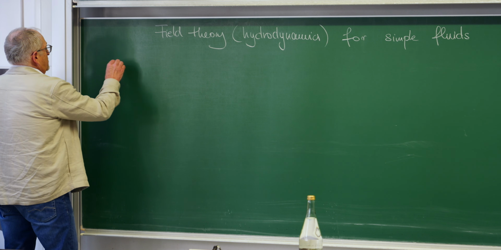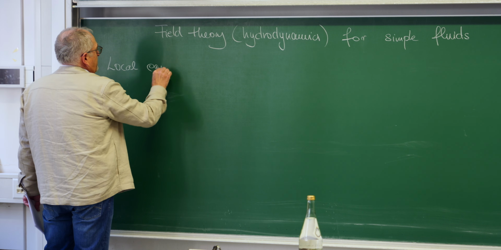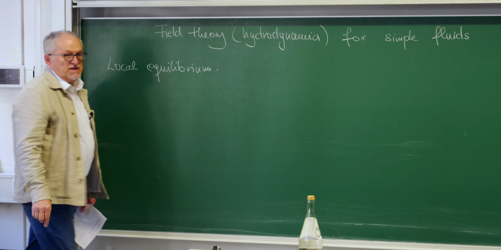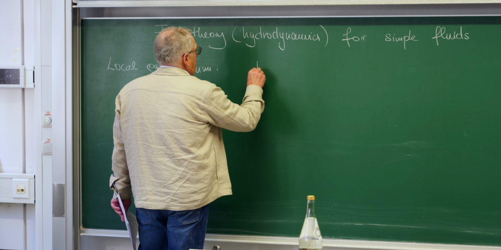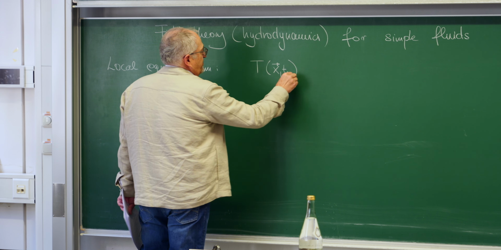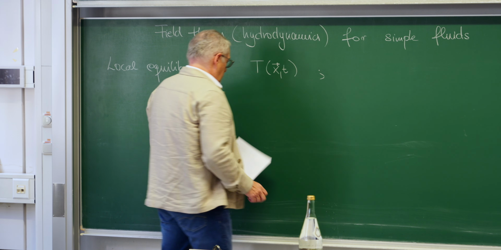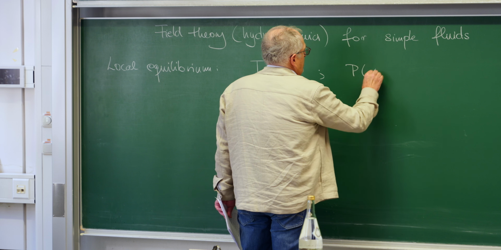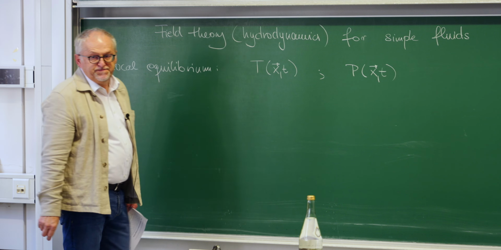The approach I will do is, again, an approach where I assume local equilibrium. And that means I have thermodynamic quantities I can define. So I will define a temperature that's local. So it will be a function of position and time. In the same way, I'll consider another thermodynamic quantity, which is the pressure. And this pressure will then also be a function of space and of time.